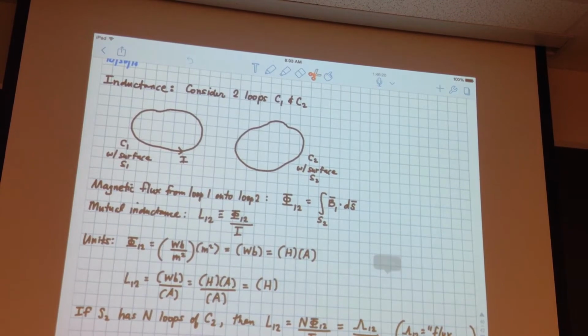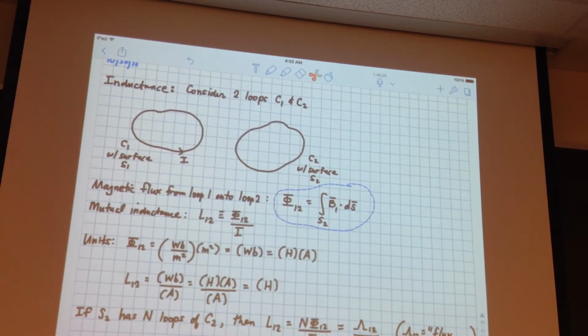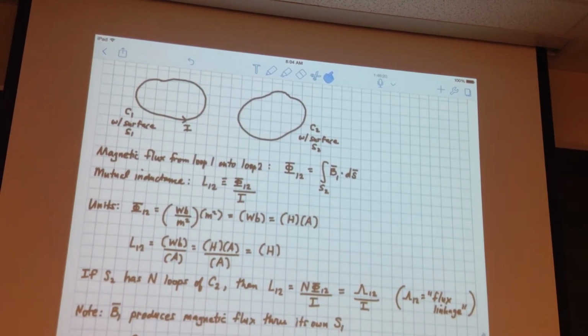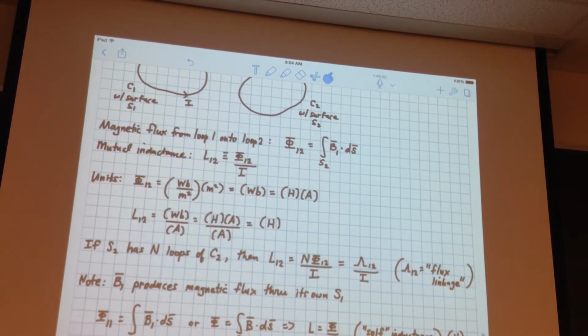So the magnetic flux from loop 1 to loop 2 is the magnetic field from loop 1 integrated over the surface S2. If you normalize out the current, you get what we call the mutual inductance. Mutual inductance is in units of Henrys. Magnetic flux is in units of Webers, and a Weber is a Henry ampere.